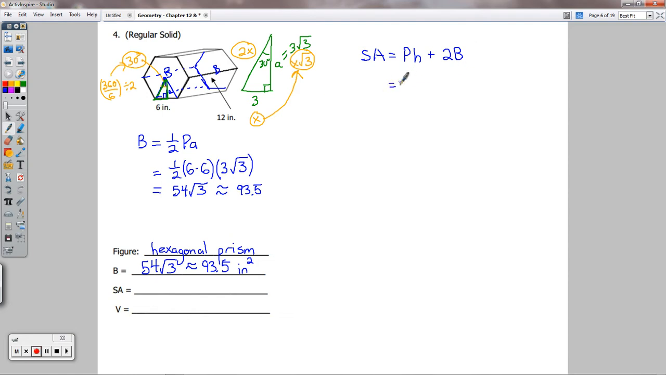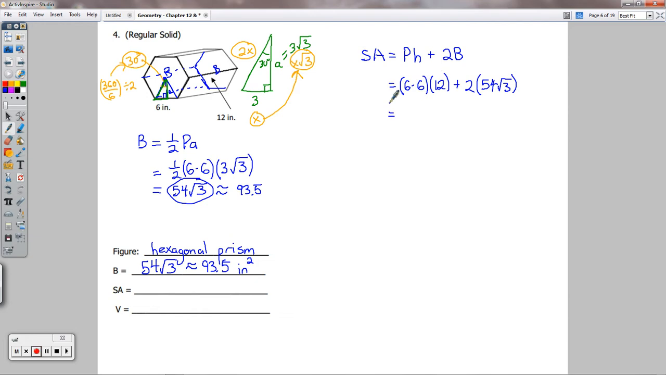So we have the perimeter of the base. Well, that's just 6 times 6. The height of the prism is going to be, it looks like they're telling us that that's 12 inches. It looks like that is a safe assumption. So from here to here, that has to be 12. And then plus 2 times the base area of the base. I've calculated that. That's right here. So 54 times the square root of 3.